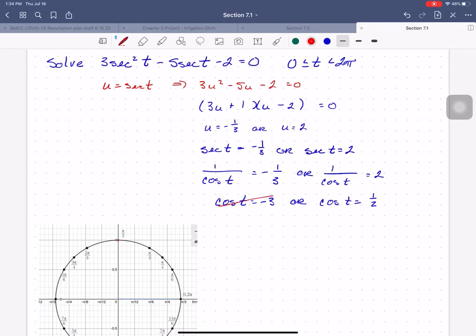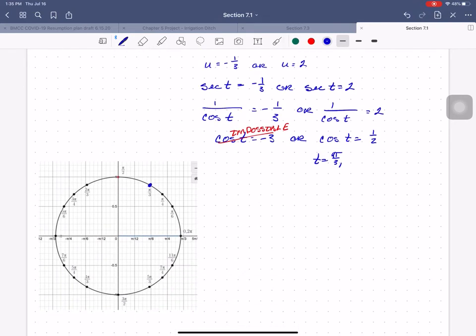Okay, this one is impossible, so I'm going to toss it out, because remember that the pure unadulterated cosine is bounded by negative 1 and 1. So my solutions happen where cosine equals 1/2, which is at pi over 3 and at 5 pi over 3.